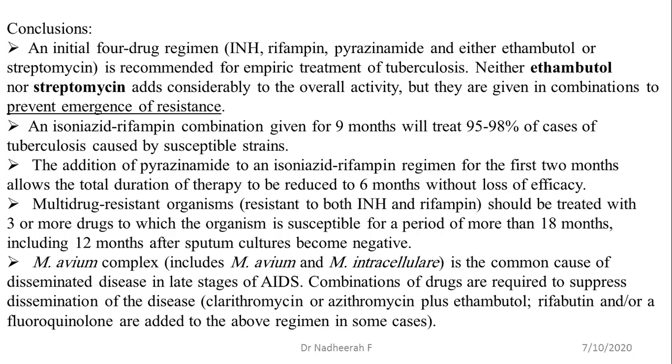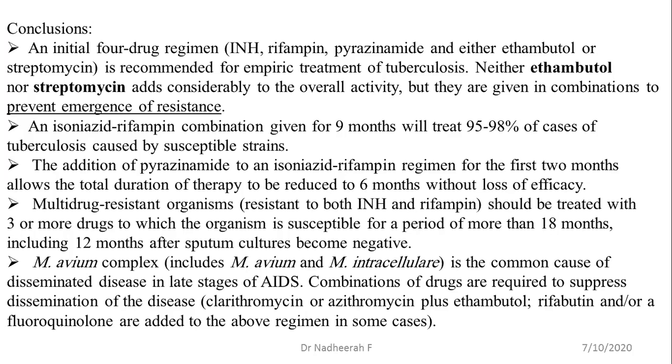Multi-drug resistant organism, resistant to both isoniazid and rifampin, should be treated with 3 or more drugs to which the organism is susceptible for a period of more than 18 months. إن ممكن إنه إذا صار عندنا المالتيبل ريزيستنس للأيزونيازايد والريفامبين راح نشوف البيريود اوف تريتمنت تزداد إلى 1.5 سنة including 12 months, يعني 1 year after sputum culture becomes negative. يعني عندي ممكن سنة كاملة عندما تطلع السبيوتوم negative.